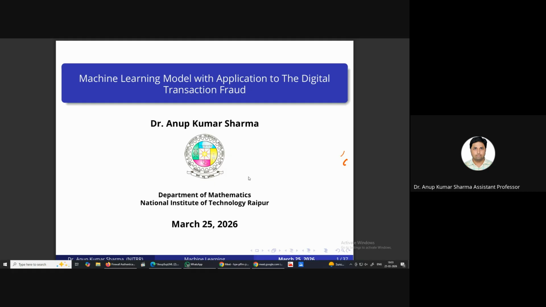So first we will learn what machine learning is. In today's session, my title is the application of machine learning models to digital transaction fraud.